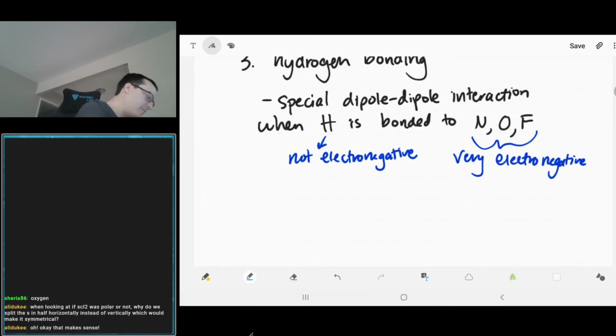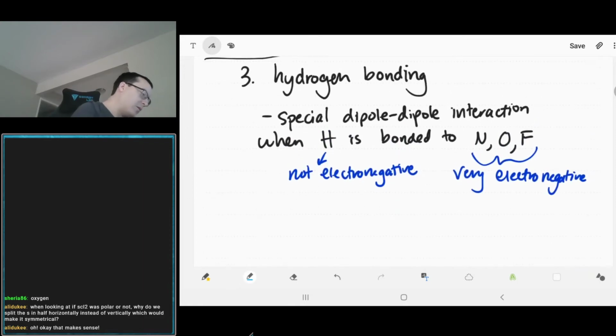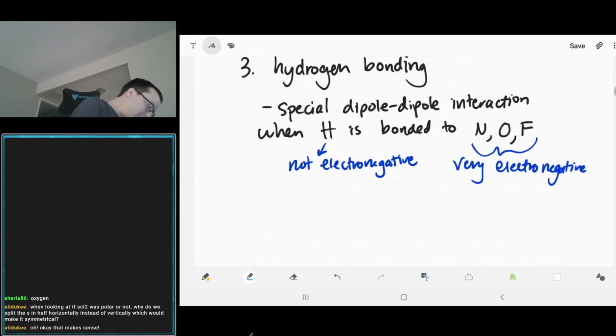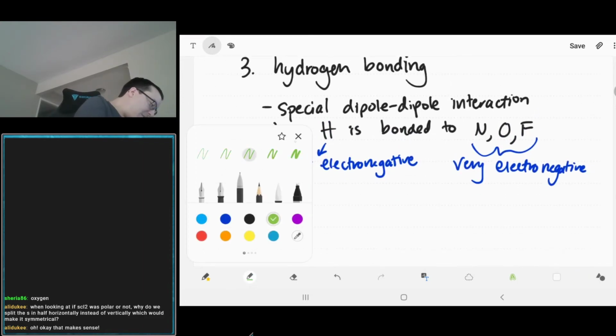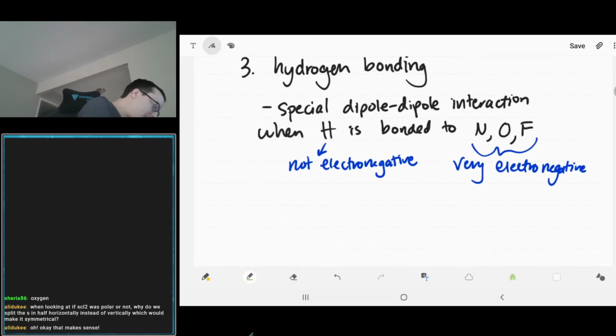Okay, so back we go. Okay, cool. So there's some things that we need to remember. The first one: hydrogen is not electronegative. I meant to write that below, but that's okay.